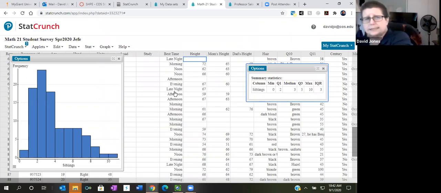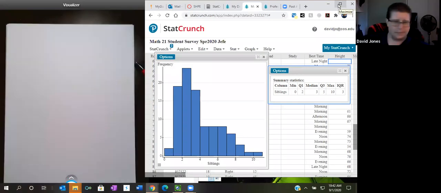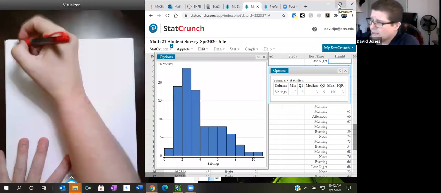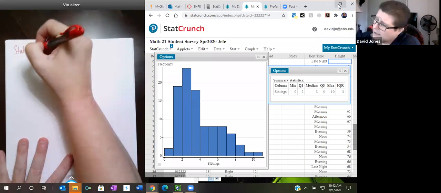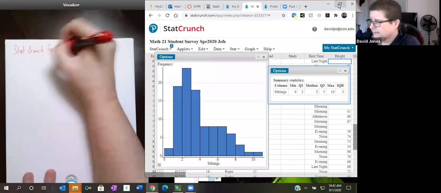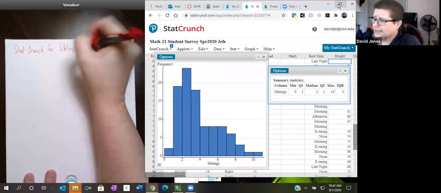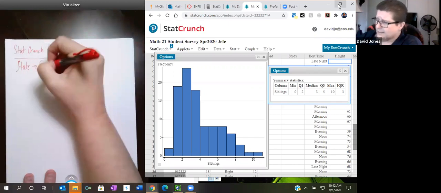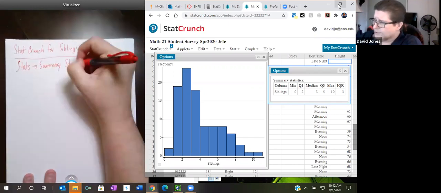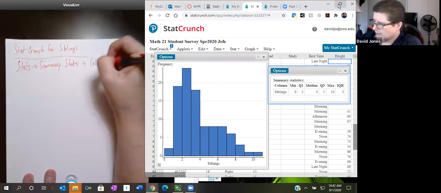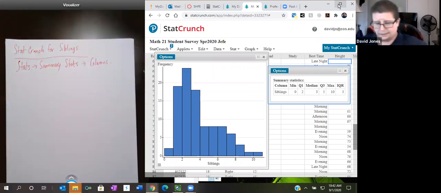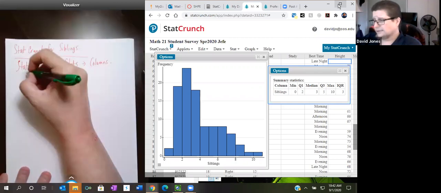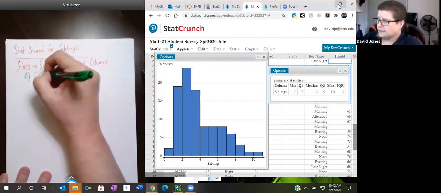So for siblings, this is what I just did in StatCrunch. I did stats, summary stats, columns. I selected the sibling column.